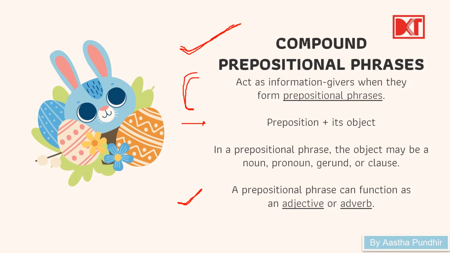In these compound prepositional phrases, they may act as an adjective or an adverb, which we'll see in the next slides. And this object which we have here, preposition and its object, this object may be a noun, pronoun, or a gerund or a clause. Alright, let's see.